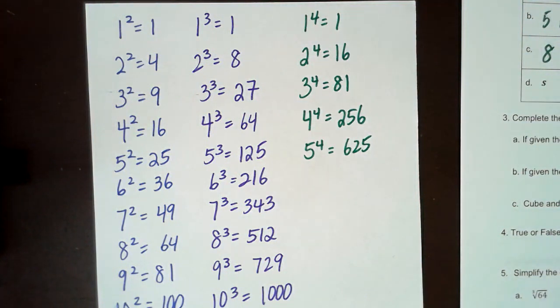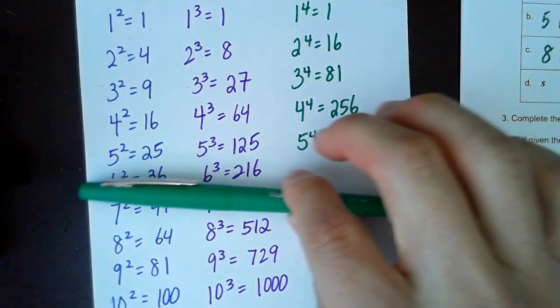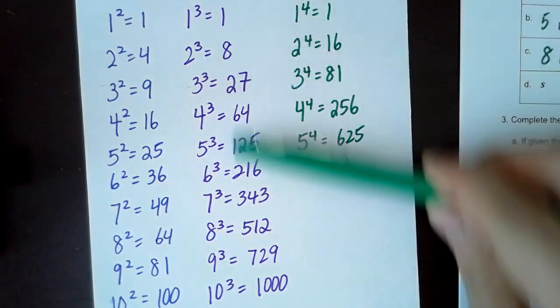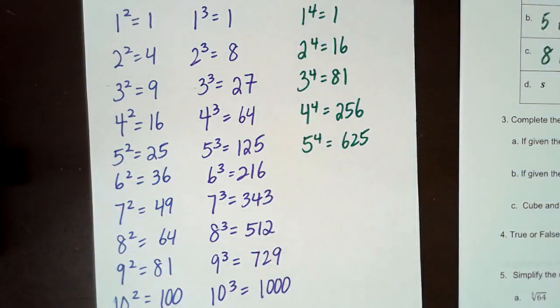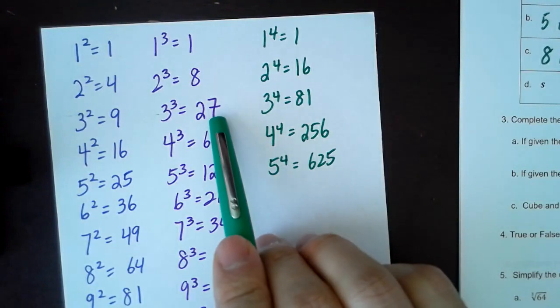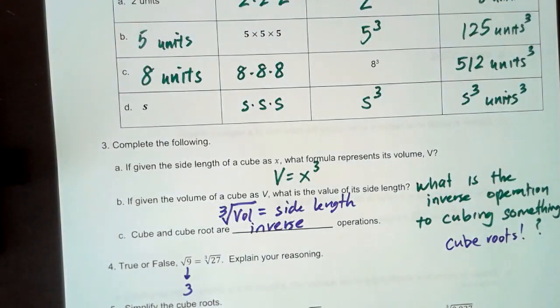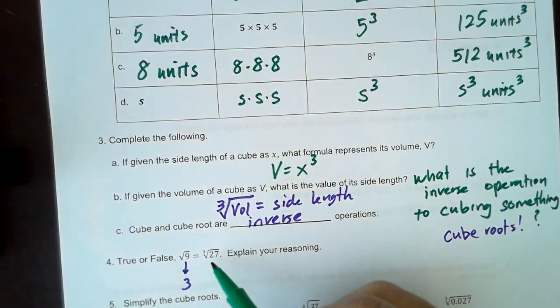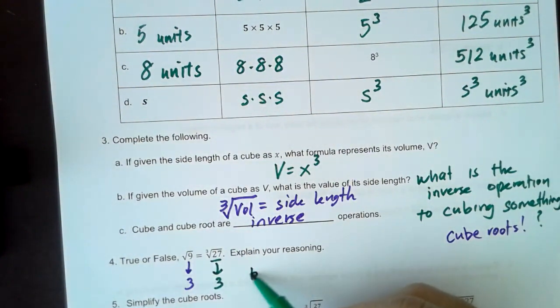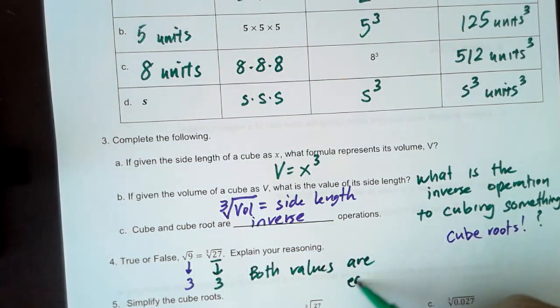Now, notice that the perfect cubes do get really, really large. So you could almost say, like, from 1 to 6, you should know by heart. 7 through 10, you can honestly calculate by hand again. But so the cube root of 27 is indeed 3, right? It's kind of like asking you, what times itself 3 times will equal 27? And the answer is 3. Both values are equivalent.